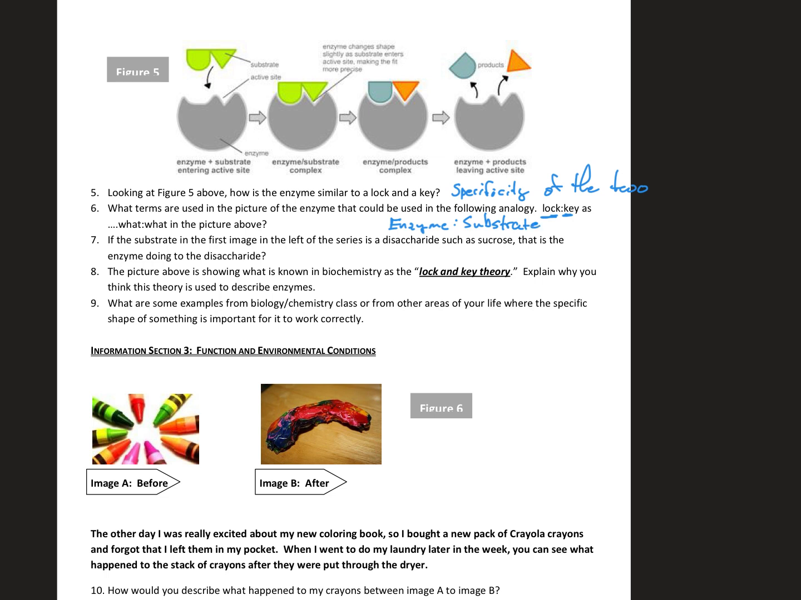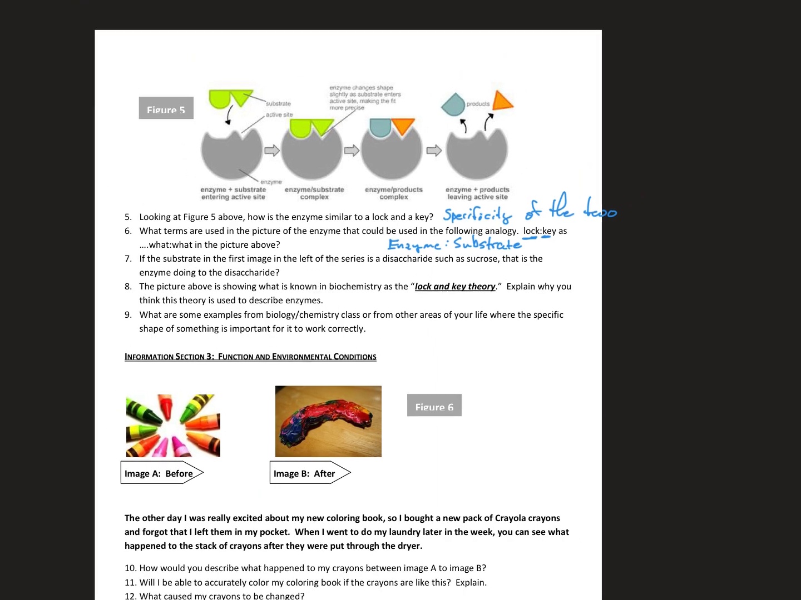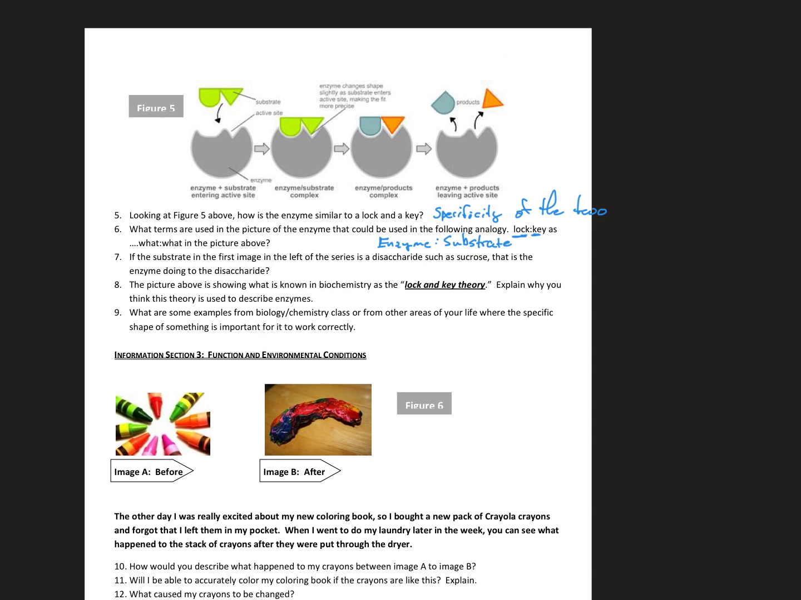The substrate in the first image on the left of the series is a disaccharide such as sucrose. So if this is sucrose, which would be made of glucose and fructose, right? It's a disaccharide, so this is one monosaccharide, this is another monosaccharide. The enzyme is splitting them, right? It's hydrolyzing them.